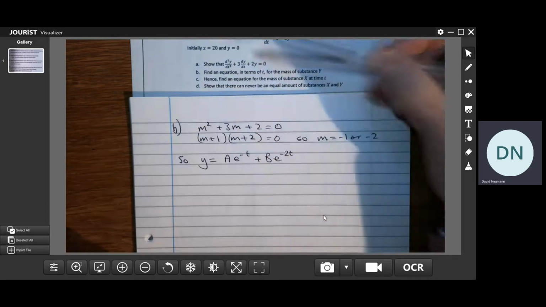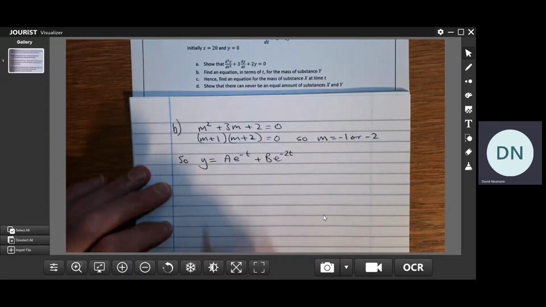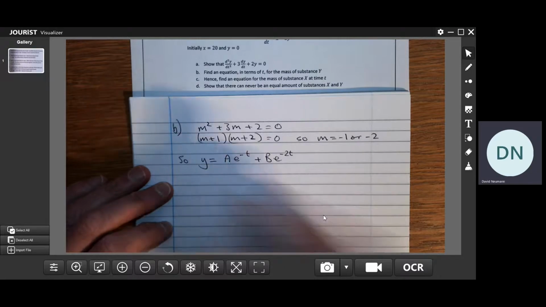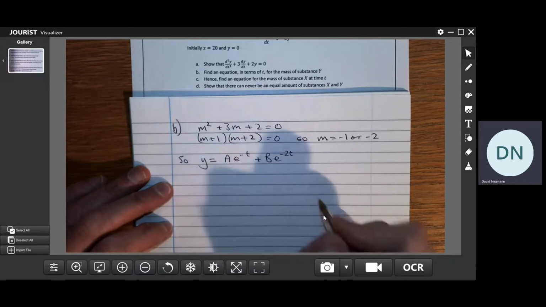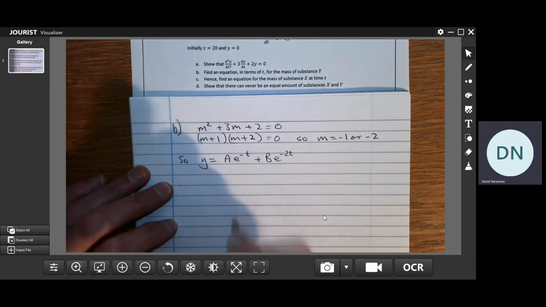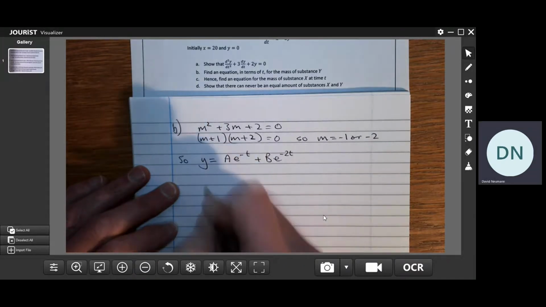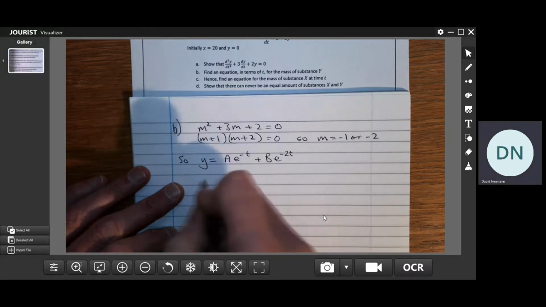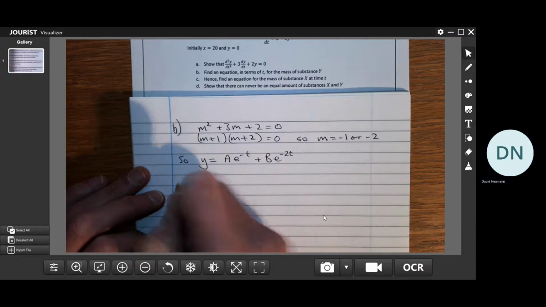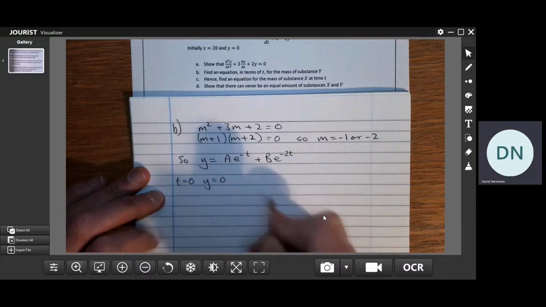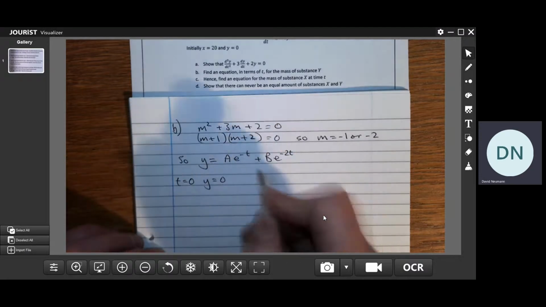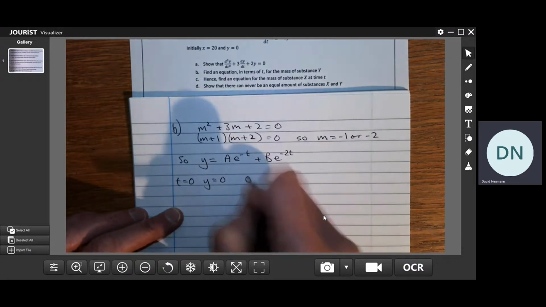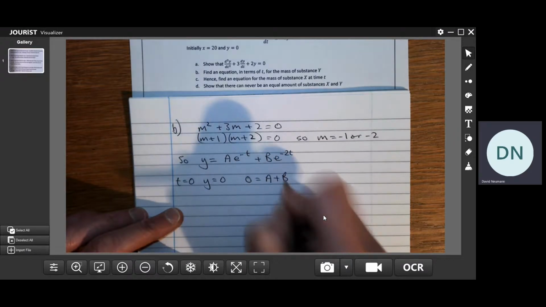Now we've got some initial conditions for x and y, so we can substitute in to here. So we can say at t equals 0, y is equal to 0. If we substitute in, e to the minus t is 1, e to the minus 2t is 1, so we get 0 is equal to a plus b.